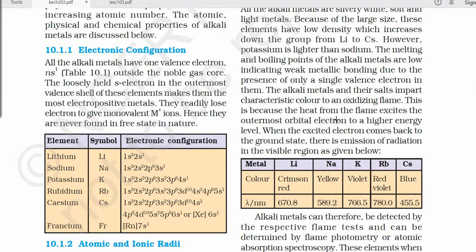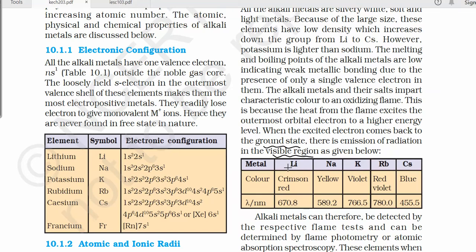This is because the heat from the flame excites the outermost orbital electrons to a higher energy level, and then the electrons come back to their ground state by radiating all the energy which has been absorbed by them. In doing so, on moving back to the ground state, they release the energy in the visible range only, and hence we see different characteristic colored flames when we are heating these elements.